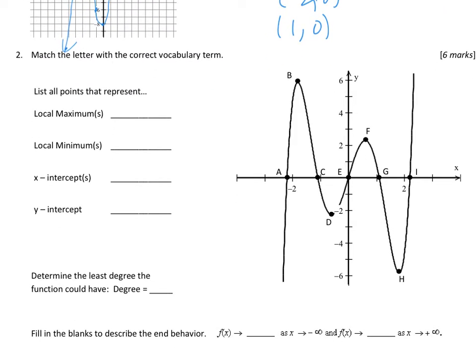Up next is just some matching. So we've got a graph with a bunch of points labeled. So those are all the turning points, all the x-intercepts, and all the y-intercept. There's only ever one y-intercept. So label the maximums. I've got B and F. Minimums, the lower points, D and H. And then this one has a lot of x-intercepts, so all the points on the x-axis here. So A, C, E, G, and I. The y-intercept is on the y-axis, and that's the same as one of our x-intercepts. It's at the origin, so point E.